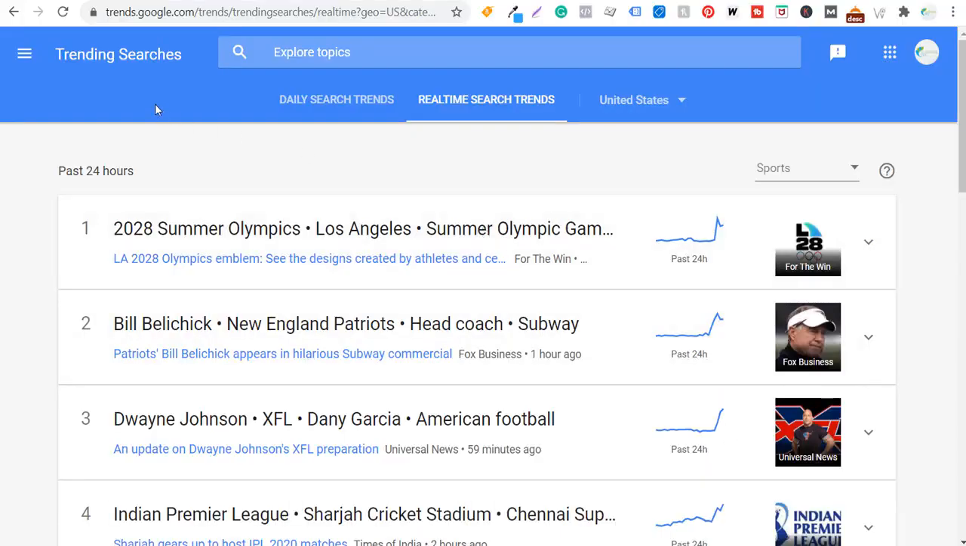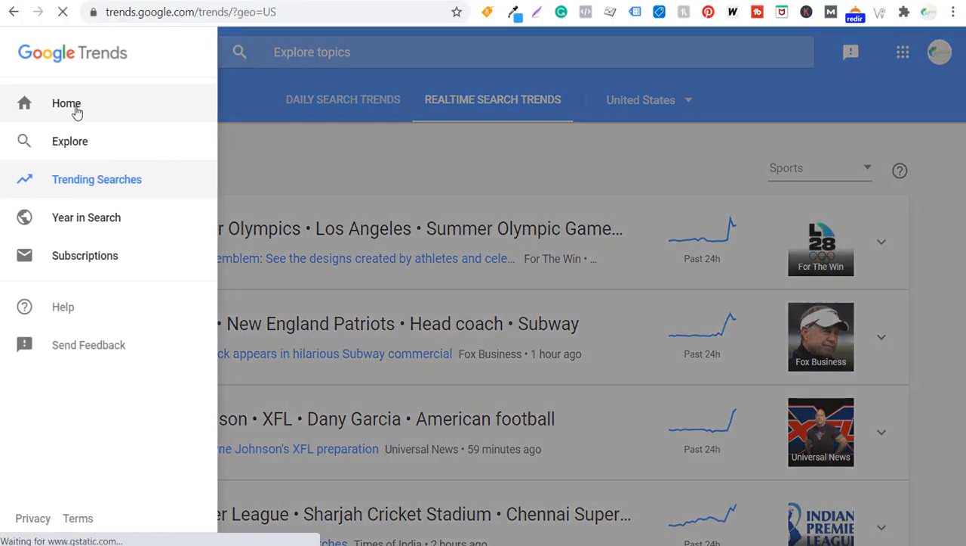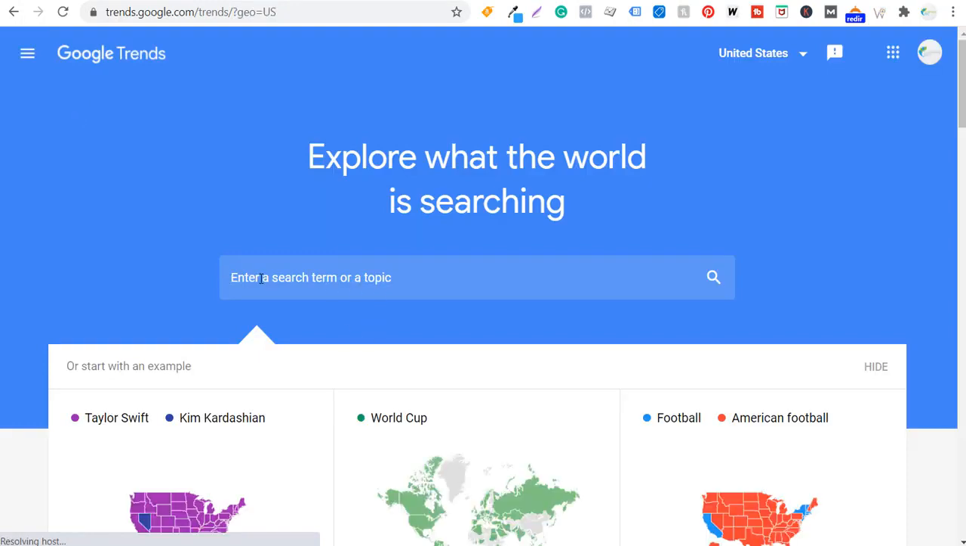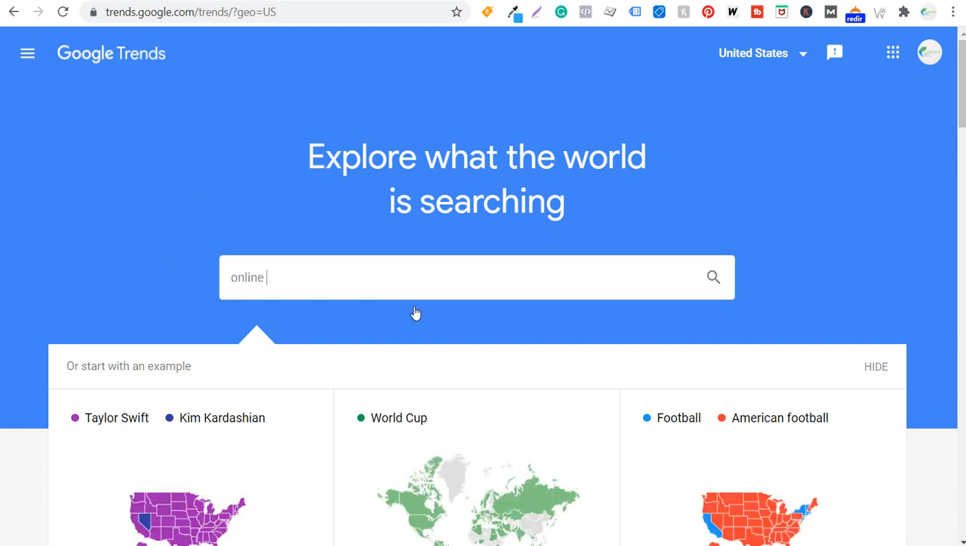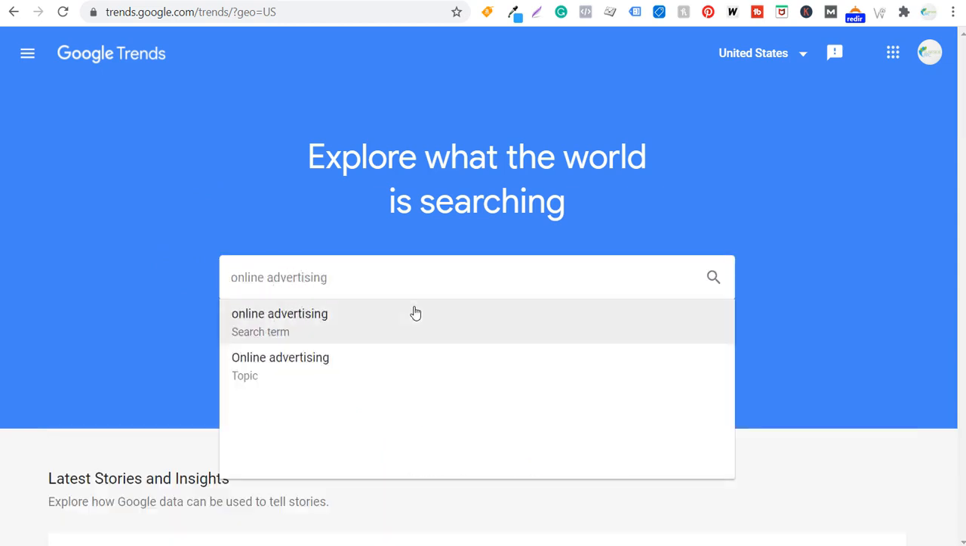So again, what we're going to do is come back right to the homepage of Google Trends, and you're going to see right here, enter a search term or a topic. So let's just say, for example, I want to look up online advertising. So I do online advertising here, and you're going to see they have search term and then they have topic. And the main difference here is search term is really just going to focus on the actual search term of online advertising, whereas the topic is going to deal with the broader group of the entire topic at hand.